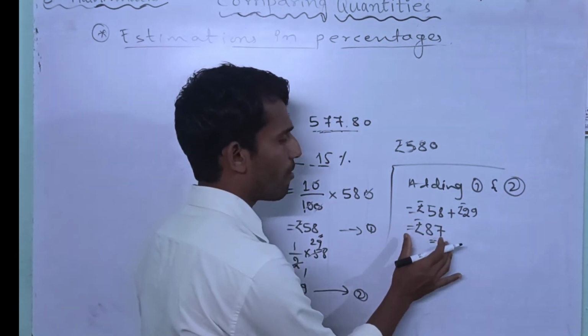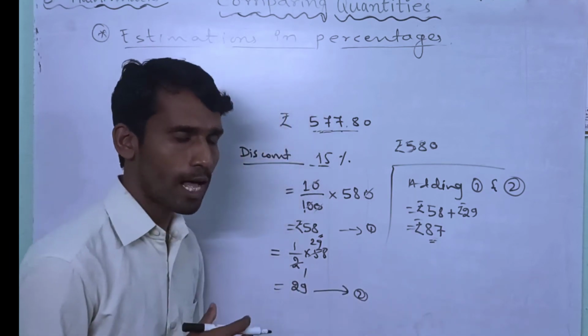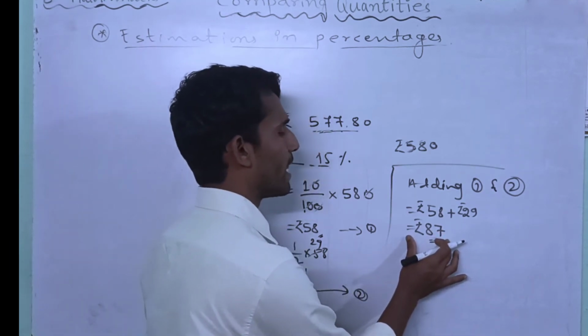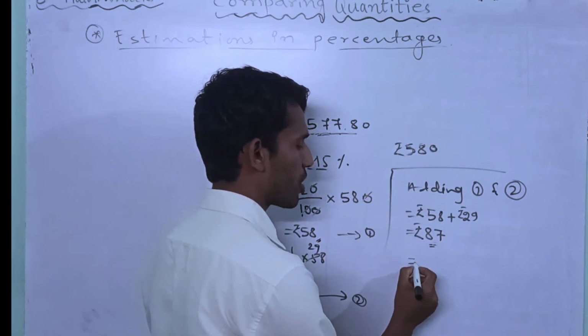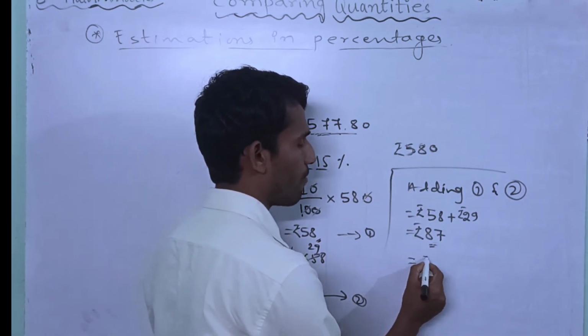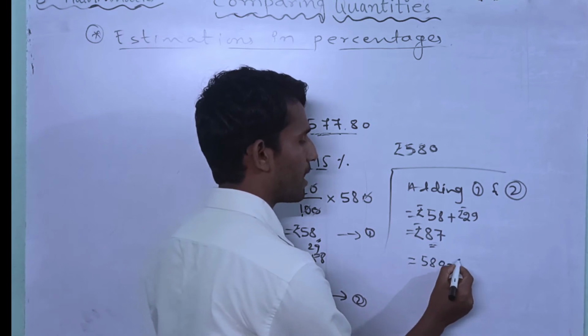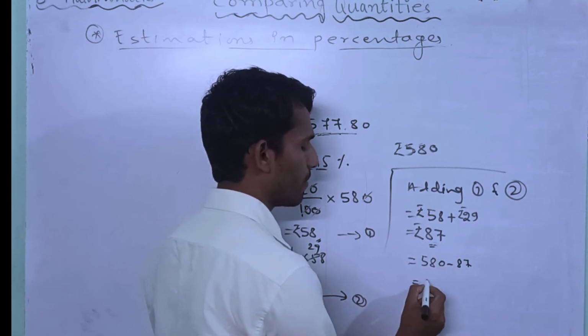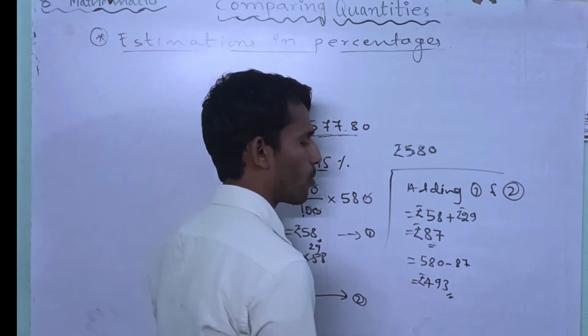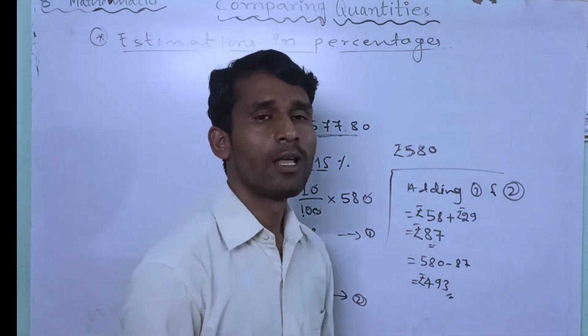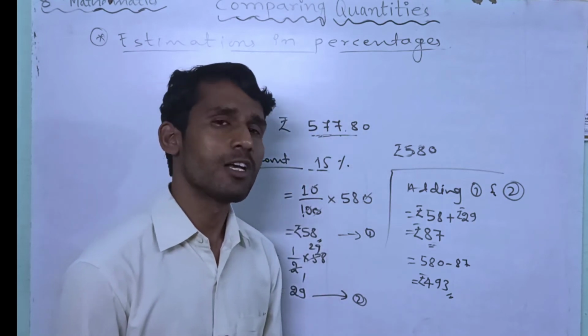Dear friend, we got 87. This is the discount amount. We have to reduce it from 580. When you do the subtraction, 580 rupees minus 87, you will get 493 rupees. This is the amount we have to pay to the shop after the 15% discount.